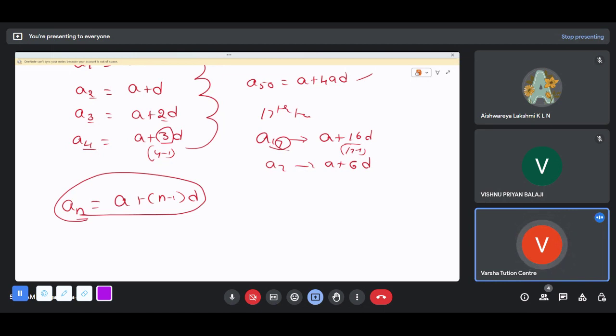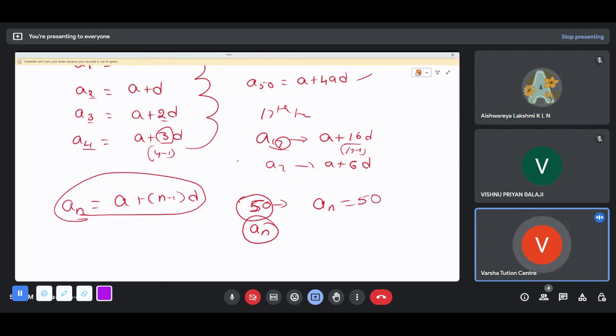Suppose he will ask like this: is 50 which term of the AP? He will give 50 and ask which term of the AP it is, like is it the 5th term, 6th term, 7th term or 8th term? We cannot find that directly. So what we have to assume is, whatever number he gave, 50, that number you have to assume as the nth term. That means, given an is equal to 50, you have to write.